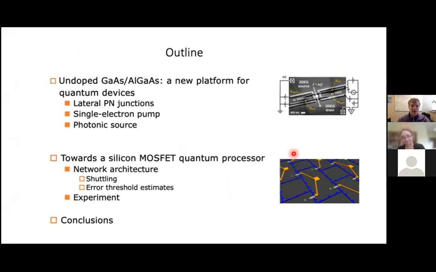So the talk is going to be split into two sections. Part one is on devices that we're making with undoped gallium arsenide, which is a fairly unique platform. Just a few other groups have worked on it. So I'll describe how it works and how we can realize lateral p-n junctions, single electron pumps, and ideally we want to put these together to make a novel type of photonic source.